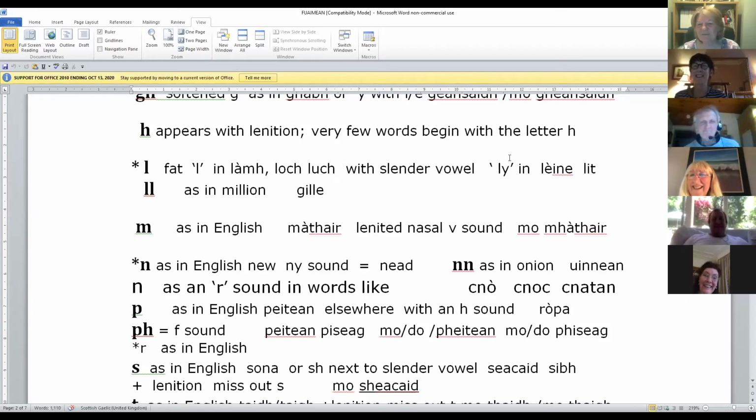Okay. So then we have, with the slender vowel though, it becomes lj. So lene and licht. The T sounds like a CH. So lene, L-Y, lj. Licht. Licht. Lj, lj, I-ch. Licht.